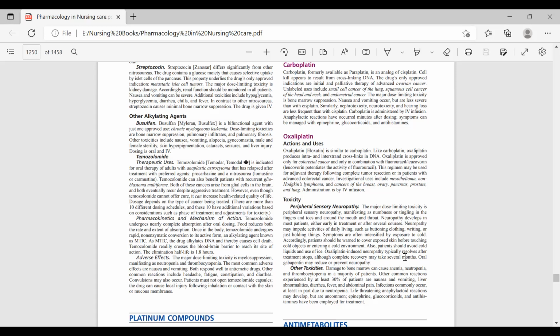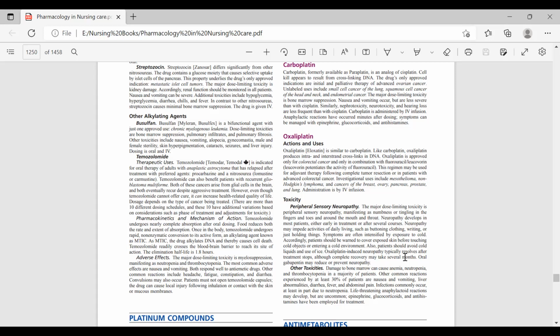By giving temozolomide, there is a chance of delaying recurrence in the brain, and it can increase health-related quality of life. The dosages depend on the cancer being treated. There is some difficulty in giving this drug, but regarding pharmacokinetics and mechanism of action, it undergoes nearly complete absorption after oral dosing, and the rate and extent of absorption depend on food.